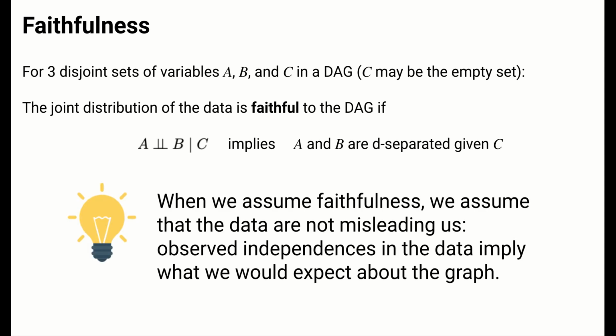Essentially, when we make this assumption, we assume that the data are not misleading us as to the true causal structure. If we observe conditional independence in the data, we naturally expect the corresponding d-separation. Without making this assumption, we can't move forward with any meaningful structure learning because any conditional independence pattern in the data could mean anything about causal structure. We'll make this assumption of faithfulness when we perform causal discovery.